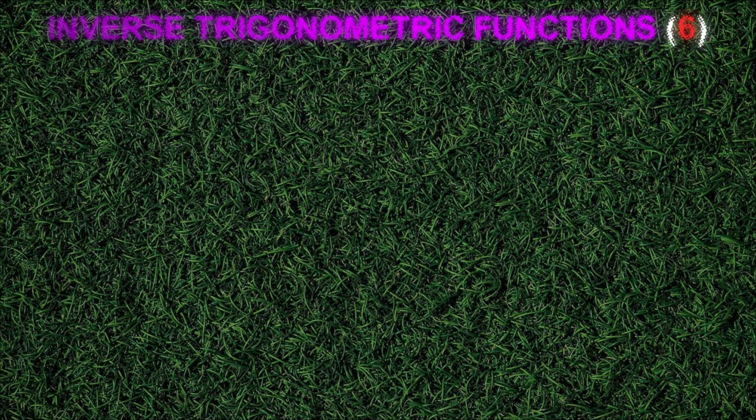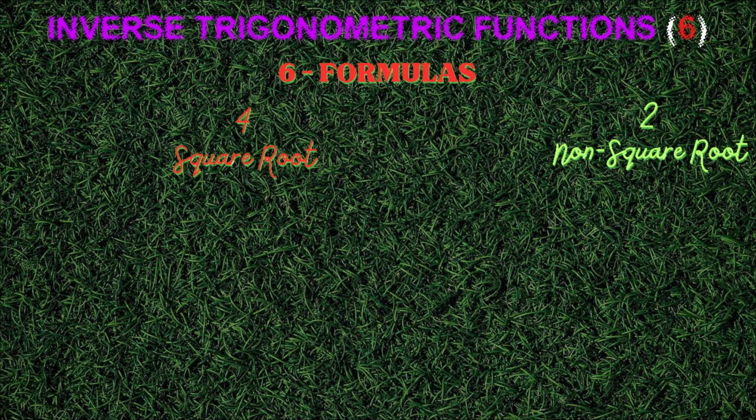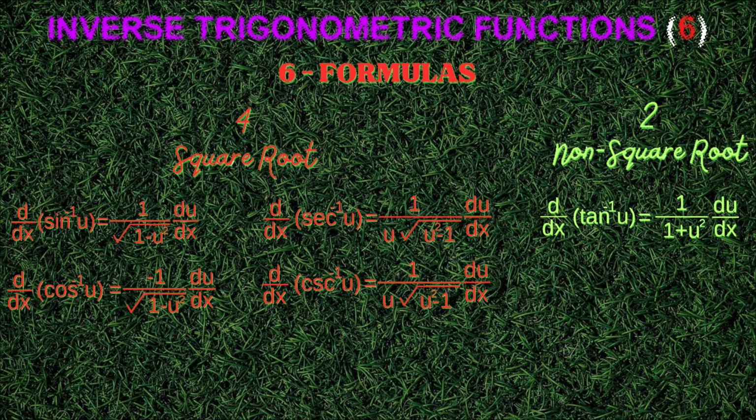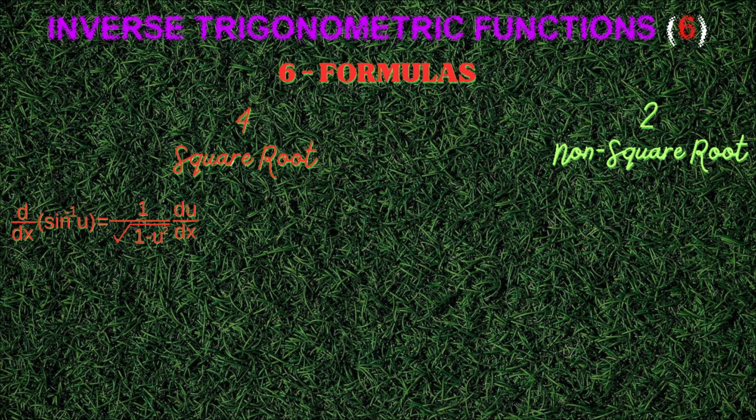Sa inverse trigonometric function, we have 6 formulas. 4 may square root, yung 2 walang square root. Sa may square root, we have the derivative of arcsine, arccosine, arcsecant, and arccosecant. Sa walang square root, we have the derivative of arctangent and arccotangent. For the derivative of arcsine, we have 1 over square root of 1 minus u squared times du dx. Then, sa derivative ng arccosine, we have negative 1 over square root of 1 minus u squared times du dx. So, parehas lang itong dalawa, may negative lang dito sa arccosine.